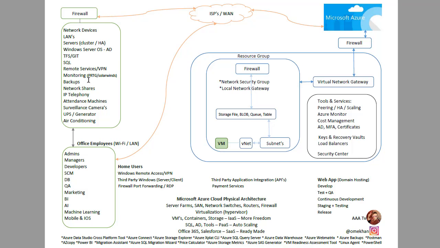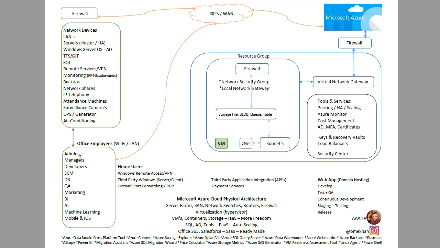You can use SolarWinds or PRTG. You need to have backups for your developers, the code, their machines as well, and of course your network and your shares. So you can go for Veeam. For IP telephony, Cisco is the obvious choice. For the attendance machines, you can go for Hikvision, Hikvision surveillance cameras as well, UPS, generator, and air conditioning. Once you set up all your hardware, then you need to have different teams.